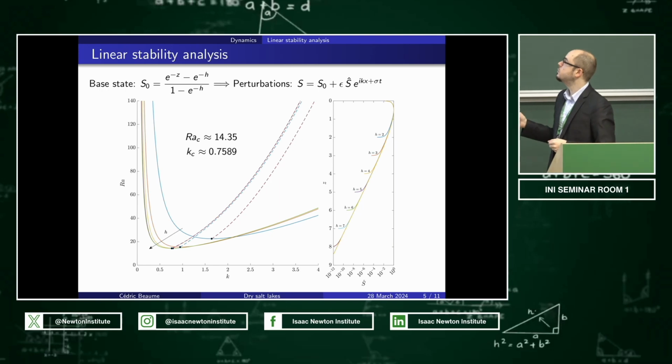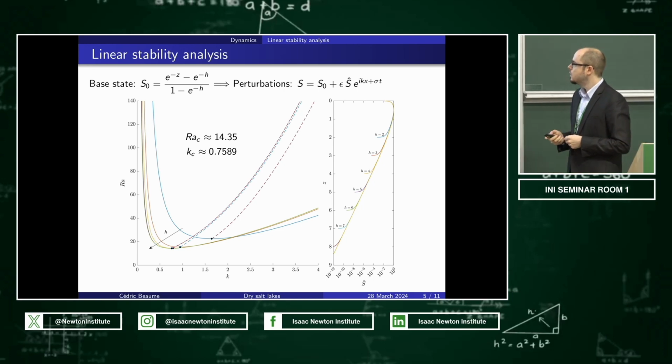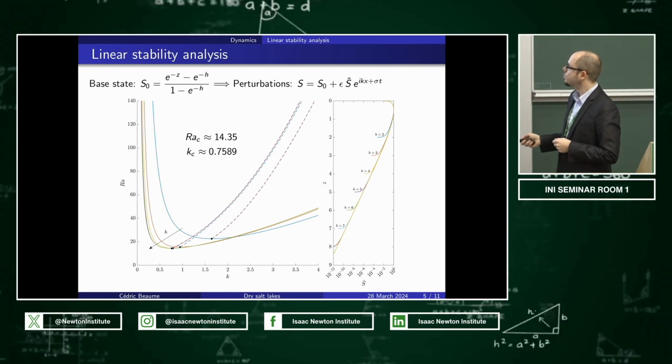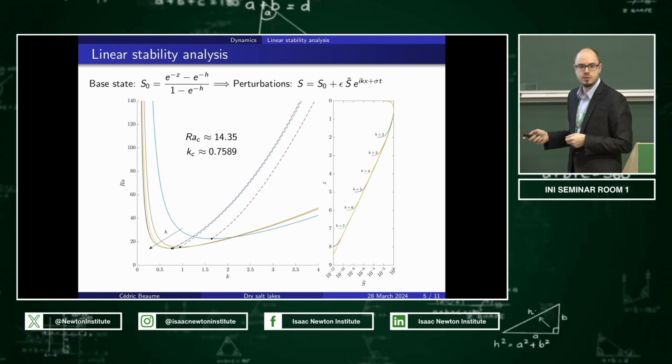So we perturb it in the usual way, small perturbation of wave number in the horizontal direction k and growth rate sigma. And we obtain here the marginal stability curves. So sigma equals 0 for various lake depths. So h equals 2 is this blue curve, then 3, 4, 5, etc.